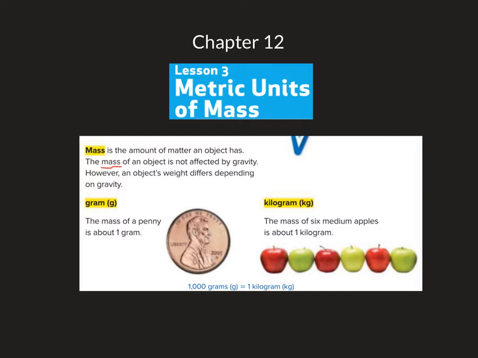So a gram is the mass of a penny, about 1 gram. A kilogram is the mass of about 6 medium apples. So a kilogram, you can tell, is more. 1,000 grams are equal to 1 kilogram.